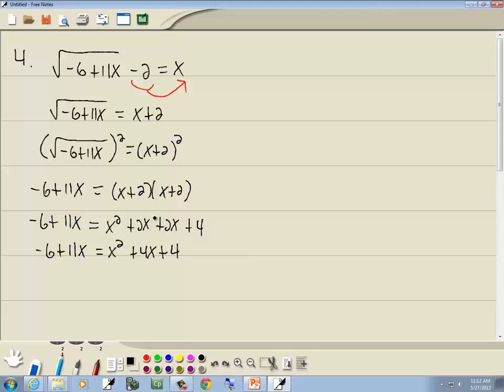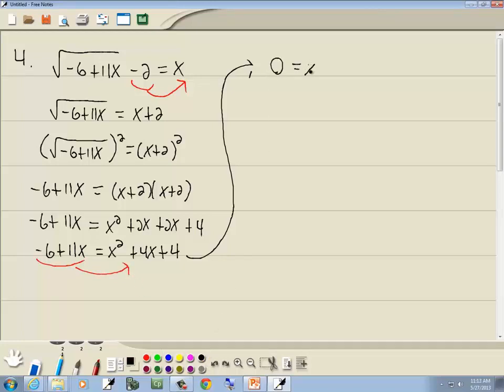We're at step 3. If you have more radicals, go back to step number 1. We don't have any more. So go to step 4. Solve for x. Well, here we have a quadratic. We have an x squared. So you have to get 0 on one side. So I'm going to take the negative 6 plus 11x and move them over to the right side.